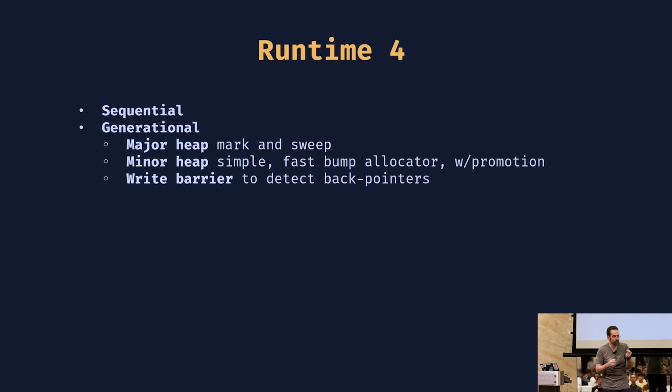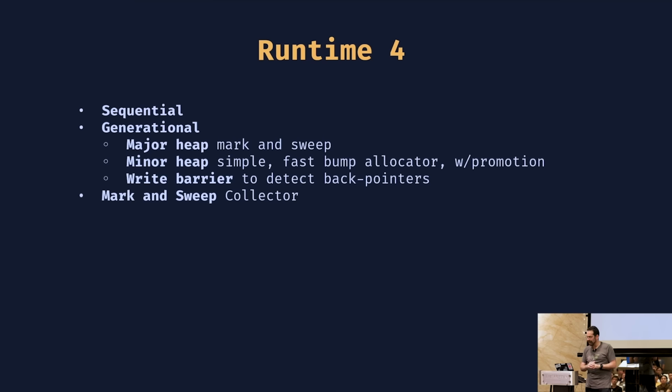But when you do a mutation, you basically need to check whether you've introduced a back pointer and then do some extra bookkeeping. And that's the write barrier. It's the extra piece of code on every mutation that checks whether you've introduced a back pointer. So that's another part of the design. And then there's a mark and sweep collector.